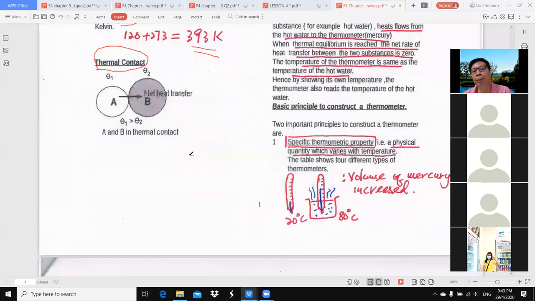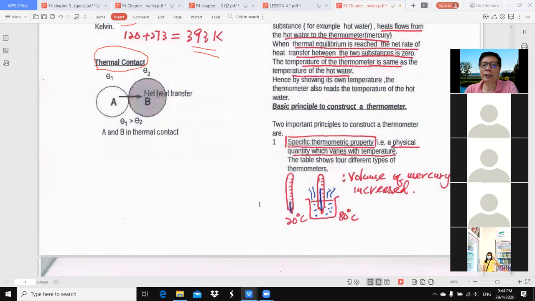Basic principles to construct a thermometer. Maybe in your experience, in your life, you only know a thermometer is a glass tube, then you put mercury inside. Some you put alcohol. You see red color, blue color, that one is alcohol. When you see golden color or silver color, that one is mercury. But there is a lot of scientific insight. Two important principles to build a thermometer. The first one, please highlight this, is very difficult to understand: specific thermometric property. What is the meaning of specific thermometric property?